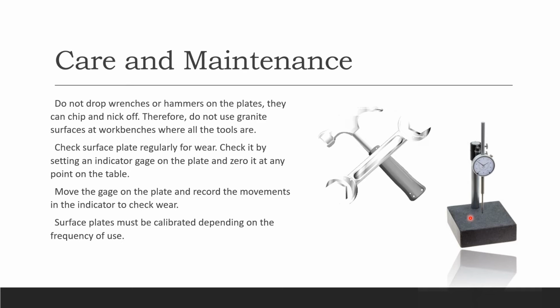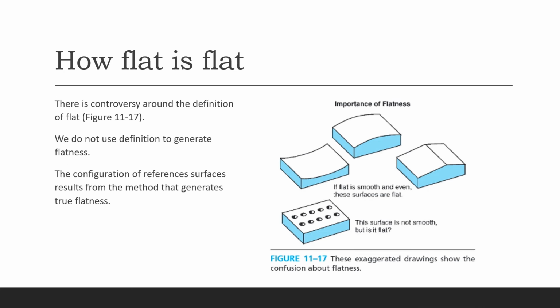Check it by setting an indicator gauge. We have something called an indicator to find the chips and nicks on the plate, and zero it at any point on the table. Move the gauge on the plate and record the movements in the indicator to check your wear. Surface plates must be calibrated depending on the frequency of use. So if you use it often, make sure you do regular calibration to check the wear.